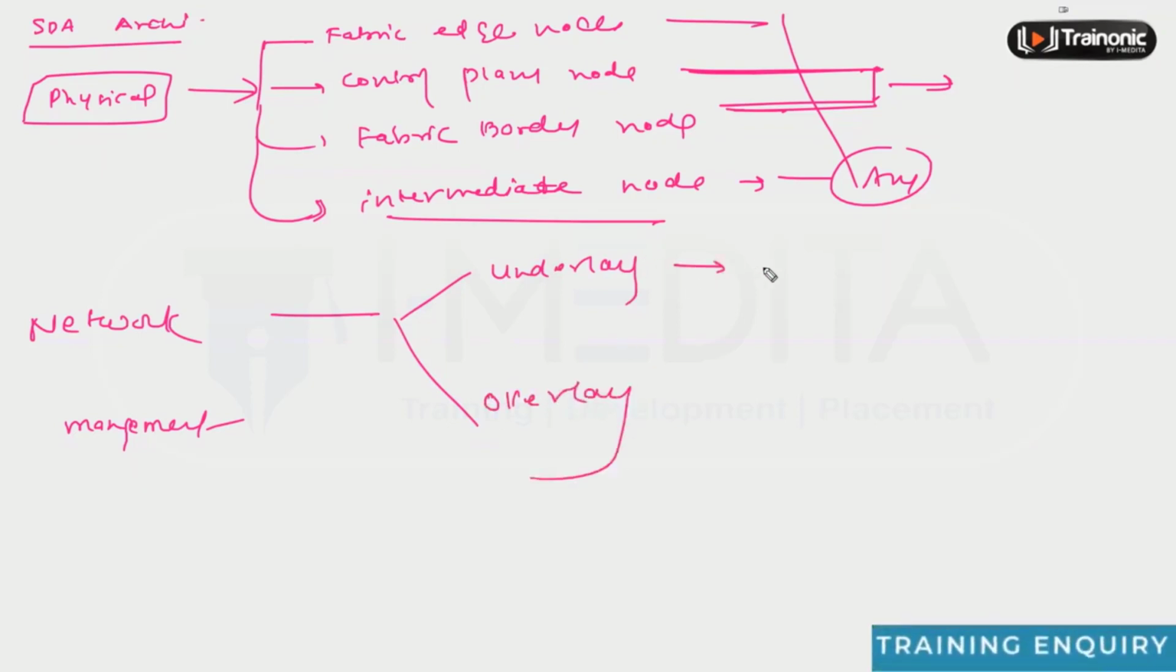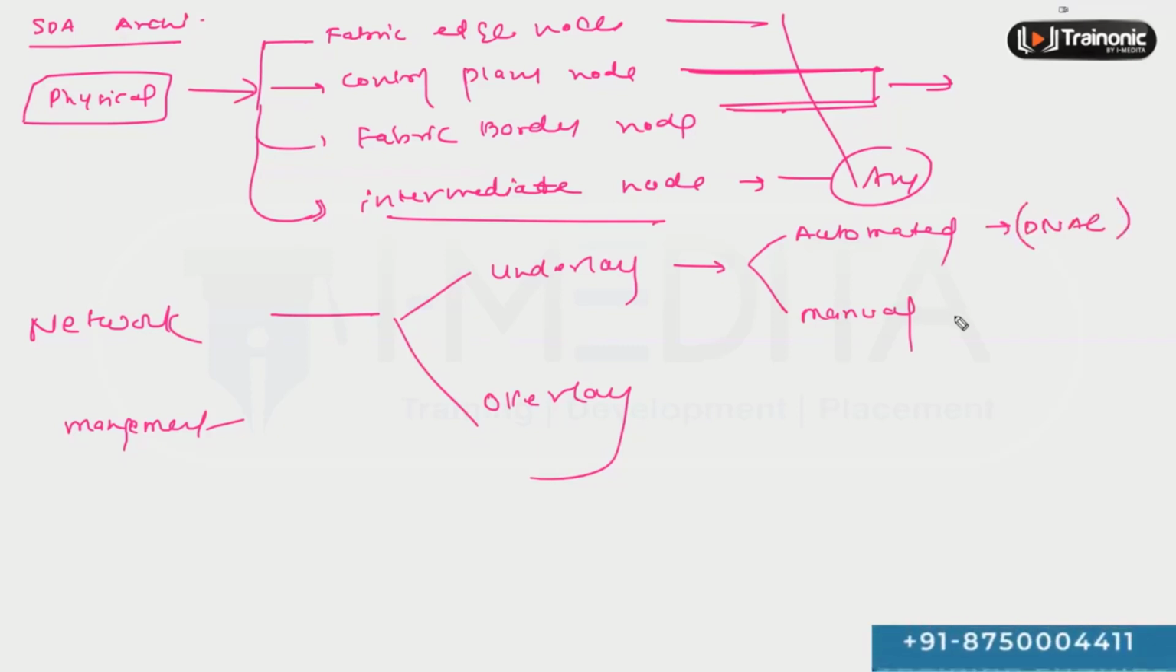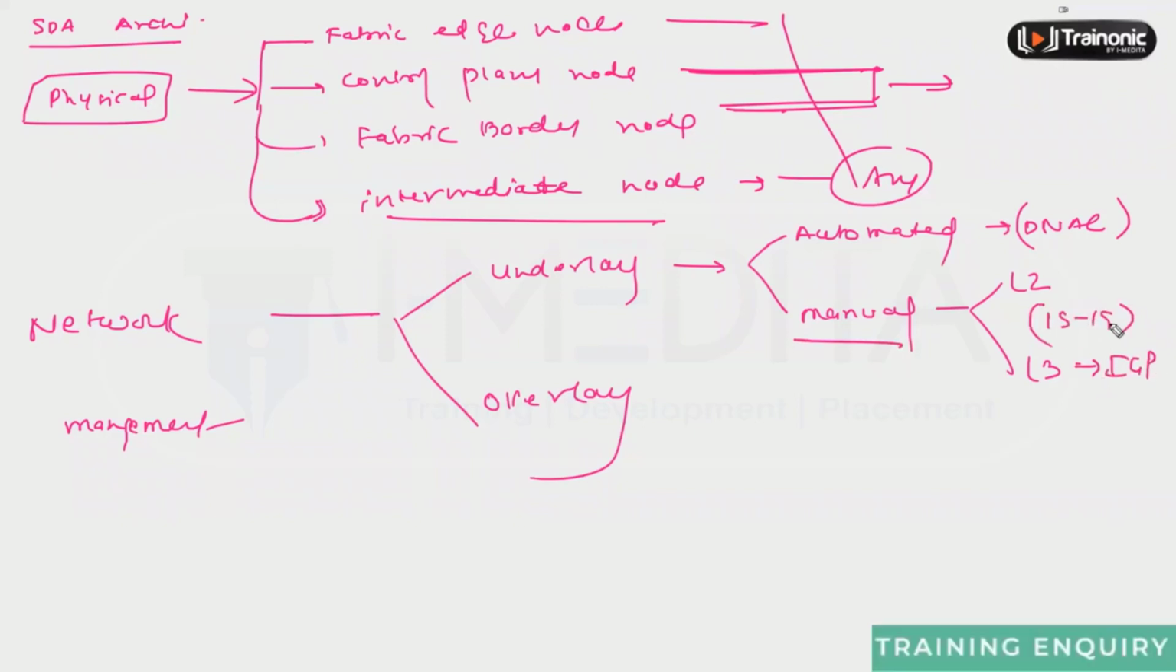In the underlay, we have again two things. Either we can have an automated underlay or we can have a manual underlay. Automated underlay is provided by the DNAC, and the manual underlay can be either layer 2 or layer 3. If you are using layer 3 as the manual underlay, we have to use any IGP protocol. Cisco recommends that you use IS-IS. In fact, it is what you will see in the automated underlay as well. Underlay is the underlying infrastructure on top of which different tunnels, overlay tunnels, are built.